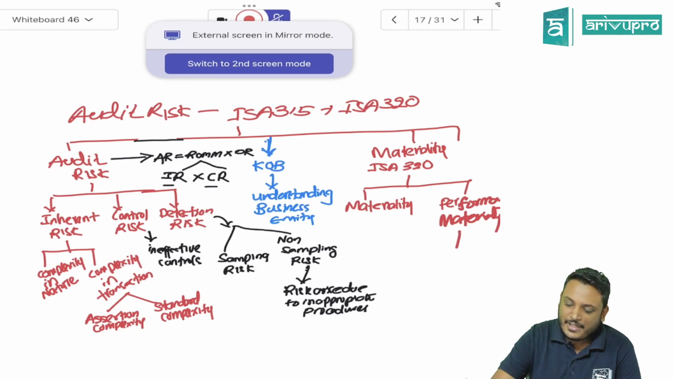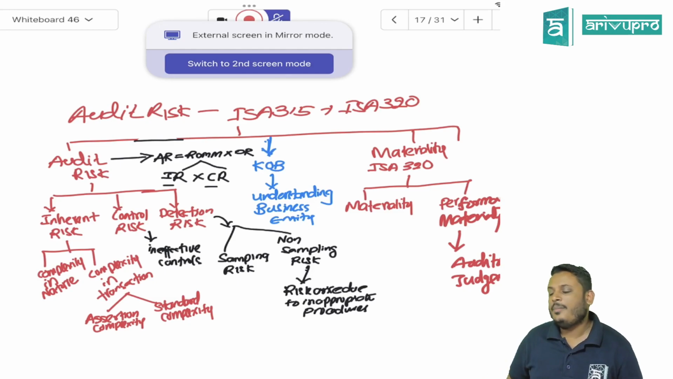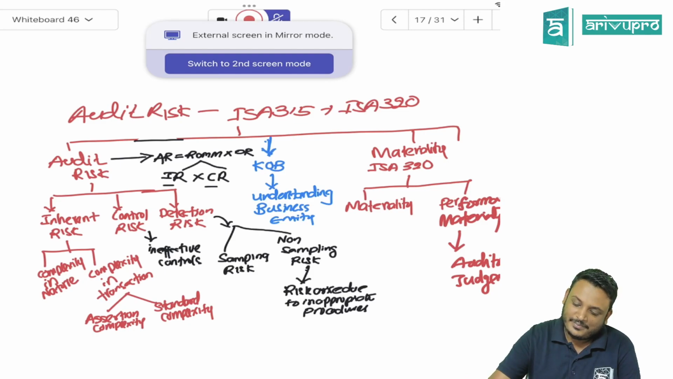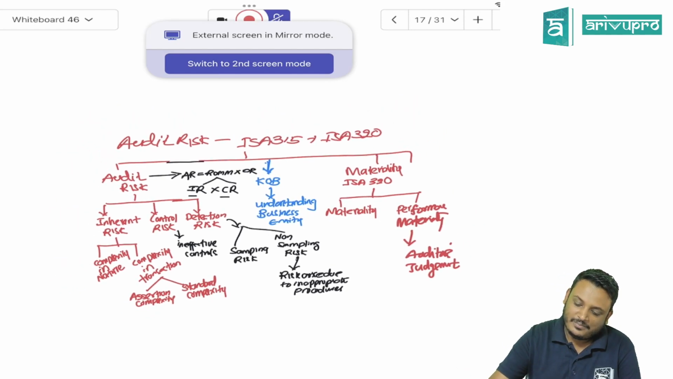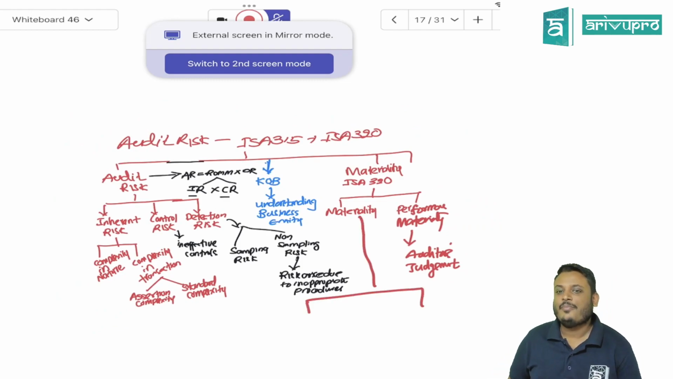Under performance materiality, write down auditor's judgment. Okay. Under materiality, divide into two.